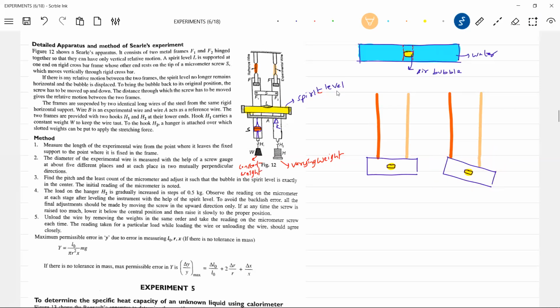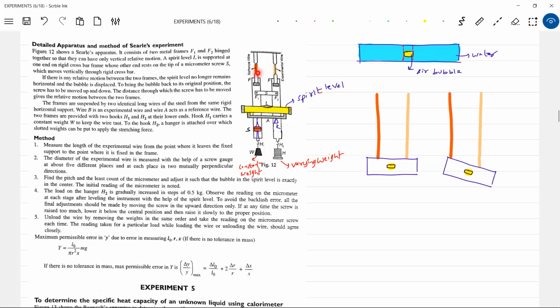Now, why will the length of this increase? Because we are increasing the load here. This will get elongated. How to measure this elongation? You can't use a scale. It will be very small, of the order of micrometer. How to measure that elongation? So I have a screw here. As I rotate this screw, it's called a micrometer. As I rotate it, what happens? This particular frame F1 will be pulled down. As it is pulled down, this will start getting elongated.